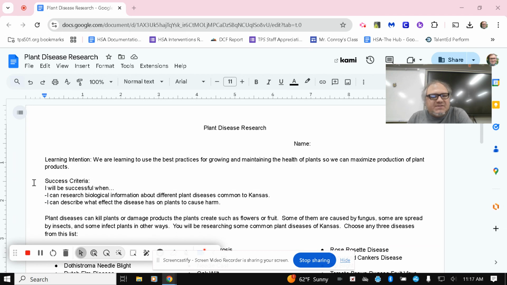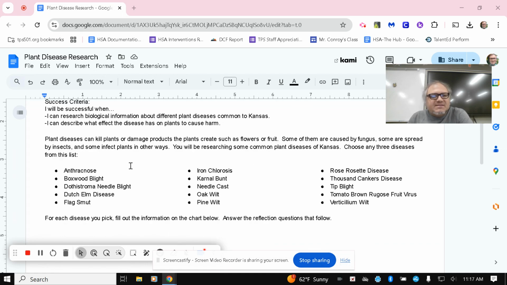Success criteria: I'll be successful when I can research biological information about different plant diseases common to Kansas, and I can describe what effect the disease has on plants to cause harm. Plant diseases can kill plants or damage products the plants create, such as flowers or fruit. Some of them are caused by fungus, some are spread by insects, and some infect plants in other ways. You'll be researching some common plant diseases of Kansas.